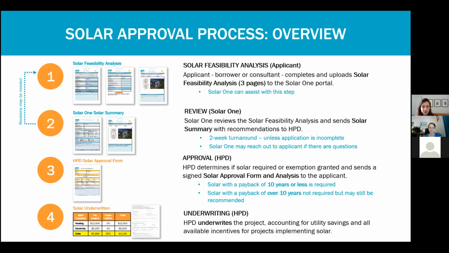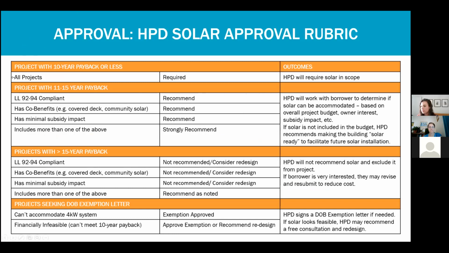And then after HPD issues the review, HPD can underwrite to the project savings. And this is just an overview of the rubric that HPD is using to determine whether or not to approve the project. So we talked about this, but with a 10 years or less payback period, solar is required. Projects at 11 to 15 years, it's often recommended or strongly recommended, depending on what other co-benefits it might bring, or the impact on the subsidy, or other reasons. Maybe it's just a really great design, even if it's slightly over 10 years.